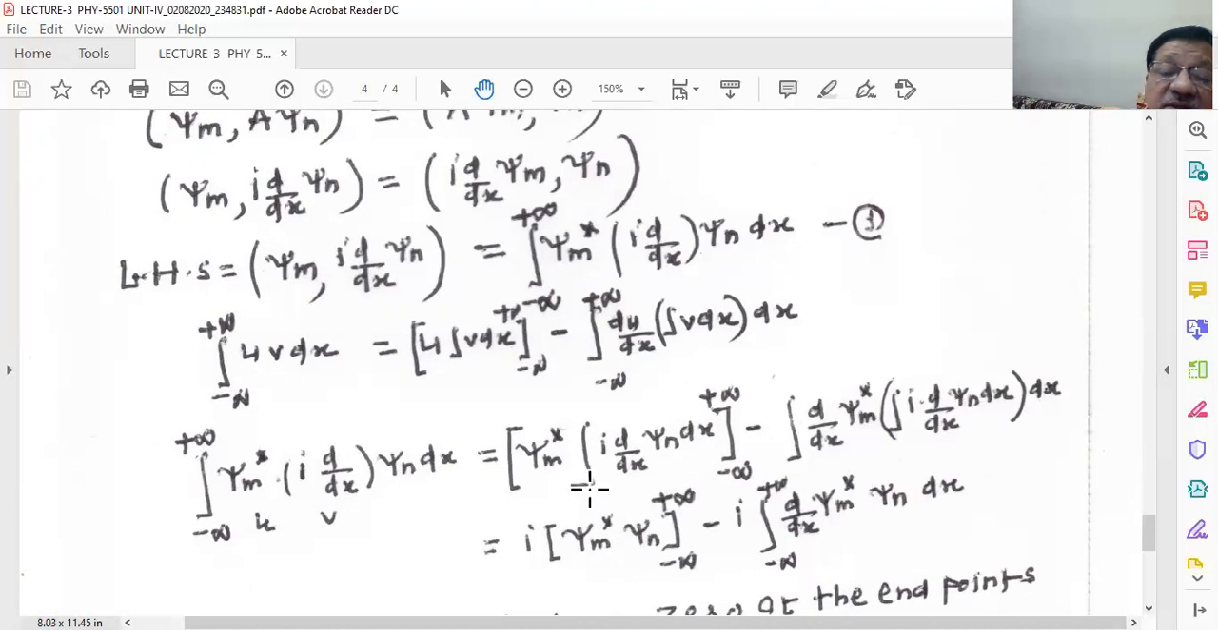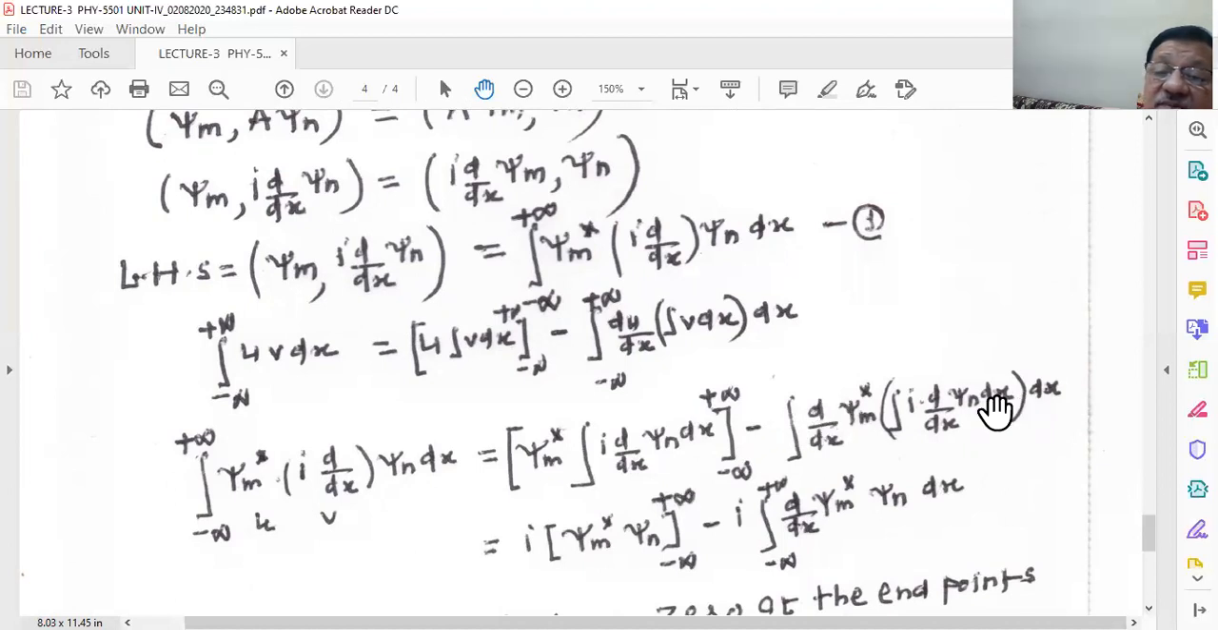So this is differentiation and integration, so they cancel each other. So you have got psi m star psi n, right? i is some complex number, so you take it outside. And this integration is nothing but the product of psi m star psi n, changing from minus infinity to plus infinity.